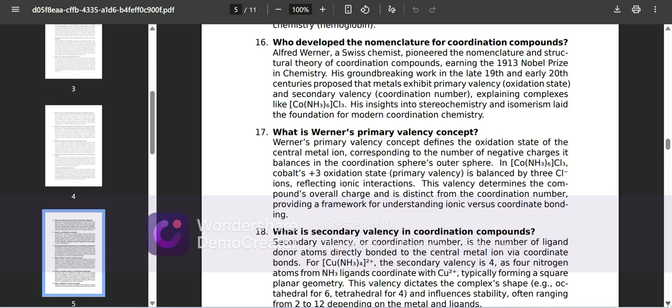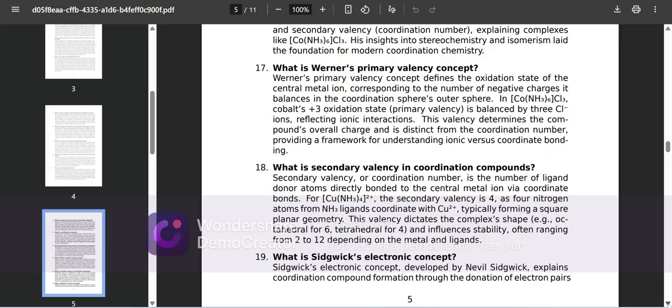His insights into stereochemistry and isomerism laid the foundation for modern coordination chemistry.